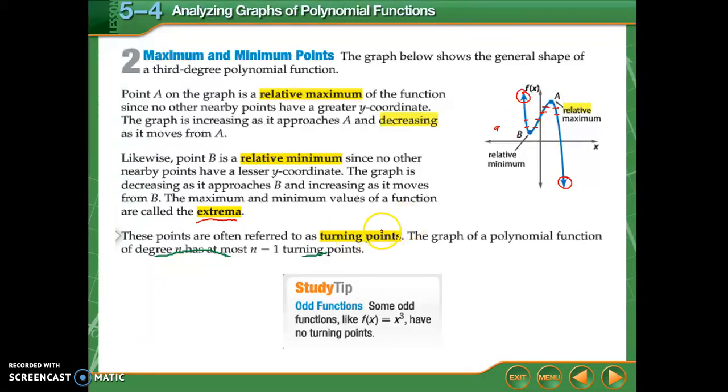Again, we often call these turning points, so notice this is important. The graph of a polynomial function of degree n has at most n minus 1 turning points. So that means if I have a function that's 4th degree, it could have up to 3 turning points. It might not have 3 turning points, but it can have up to 3 turning points. Some functions, like f of x equals x cubed, look something like this. It doesn't really have a turning point like these. It doesn't have a minimum or maximum. It just kind of gets flat in the middle and then continues in the same direction.